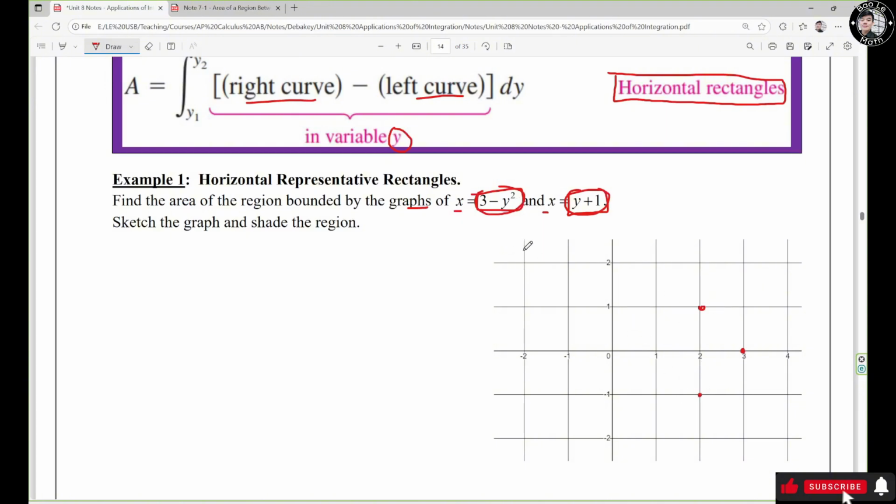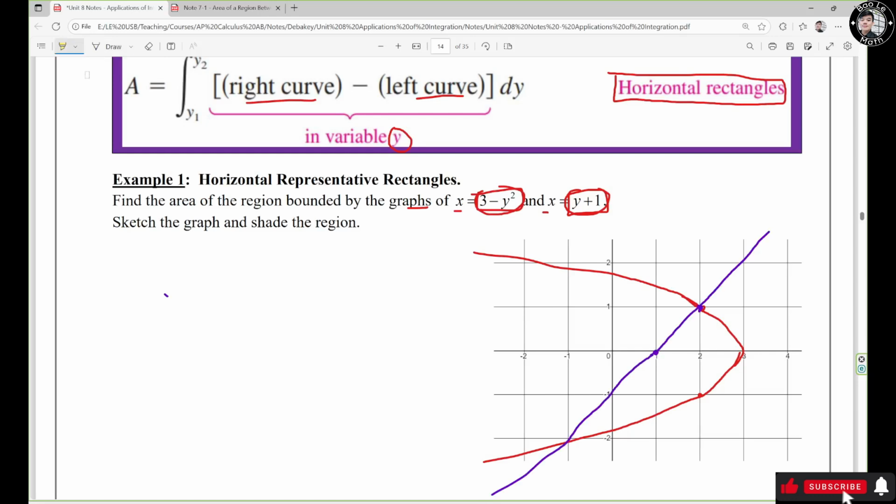Now the graph should be something like this. Now go ahead and get the second one, x equals y plus 1. y equals 0, x equals 1, it's going to be right here. y equals 1, x equals 2, it's going to be right here. Now if you connect these, it should be something like this. So you need to calculate the area of these shaded regions right here.